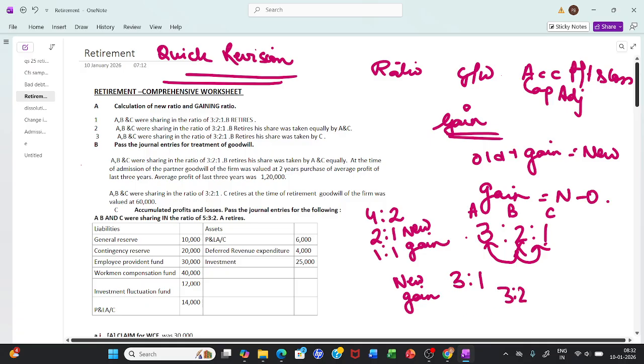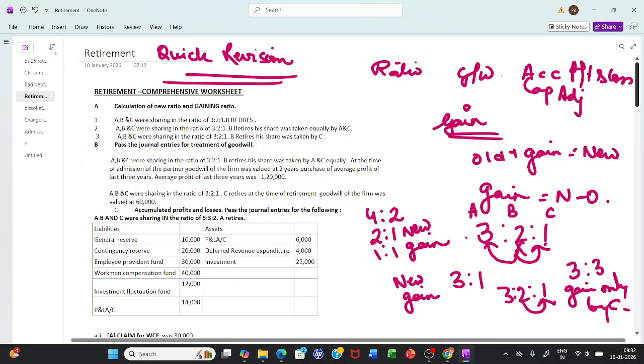Say they are sharing in the ratio of 3 is to 2 is to 1, and he gives his share only to C. If he gives it only to C, C's share becomes 3. So 3 is to 3, equal, is the ratio in this case, and the gain is only by C. So that's about the calculation of new ratio and gaining ratio. These are typical examples which come in the case of retirement of a partner.